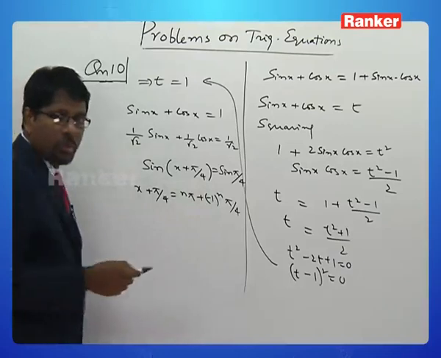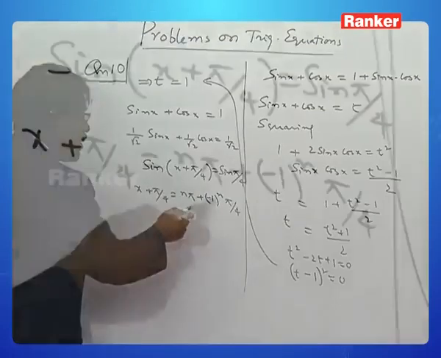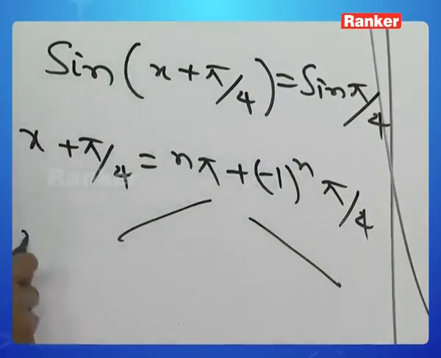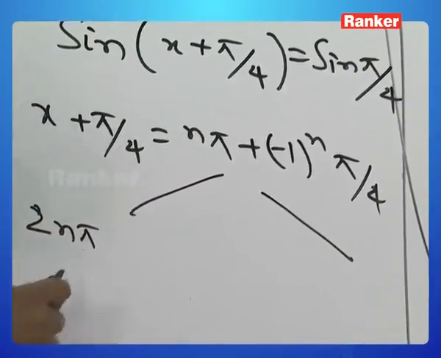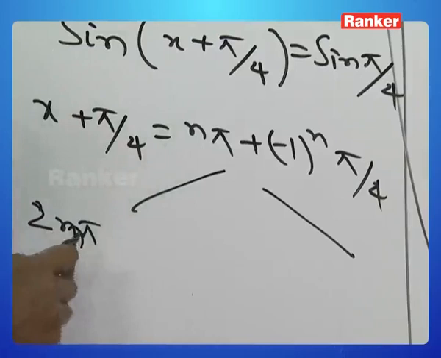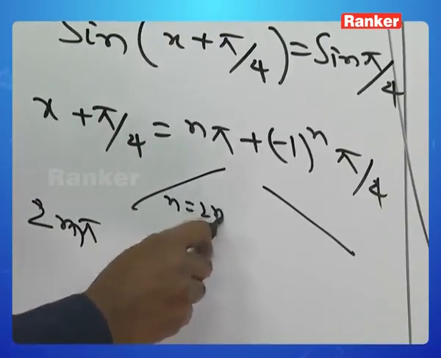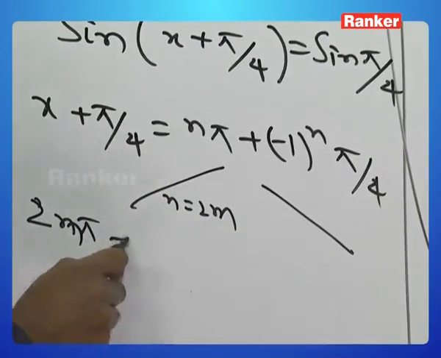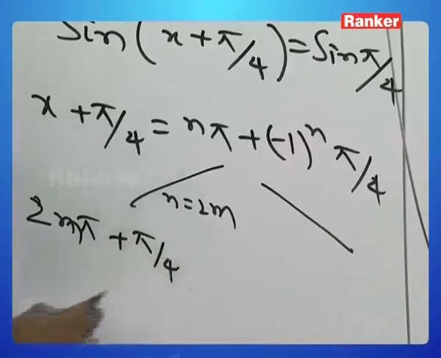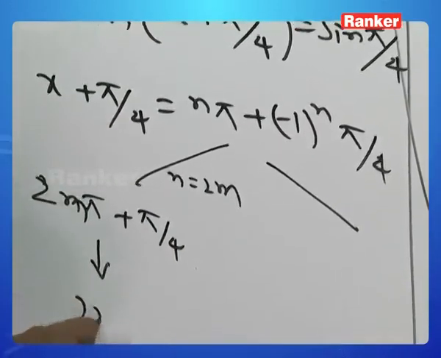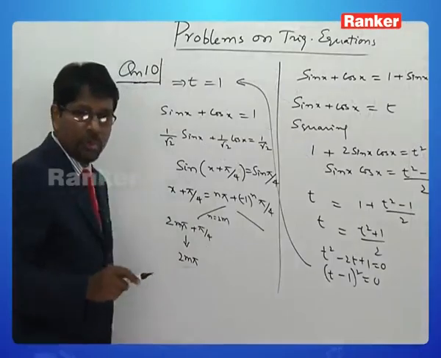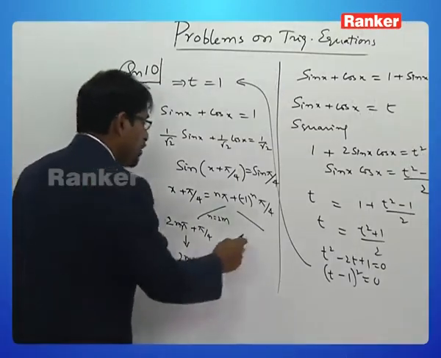Now there are two possibilities here. If n is even, let us say n is 2m, then x plus pi by 4 will become 2m pi plus pi by 4. That gives me x equal to 2m pi. But 2m pi is not an option that is given to us.